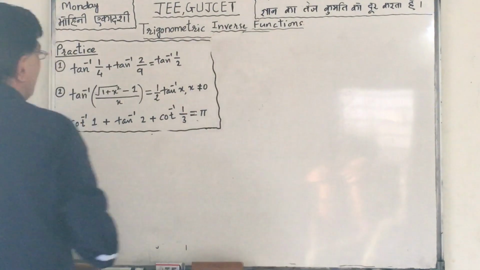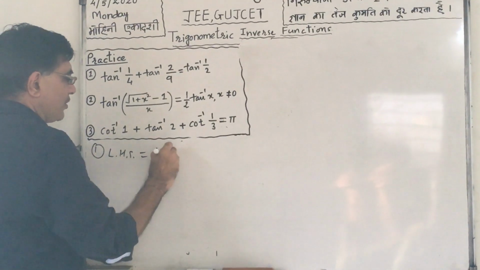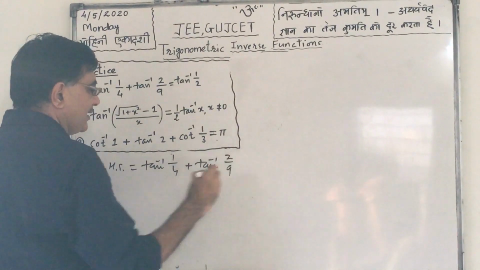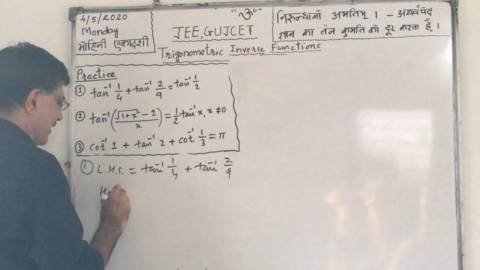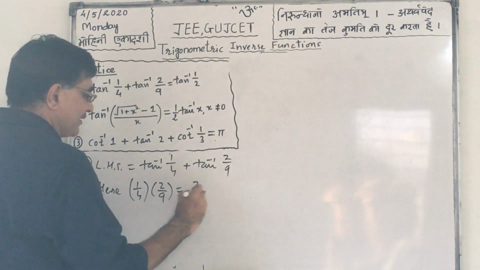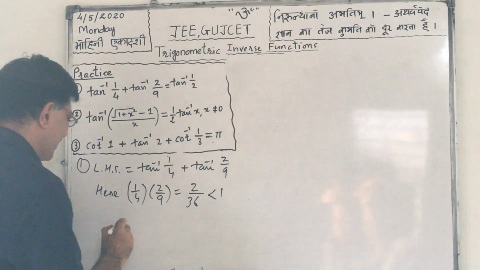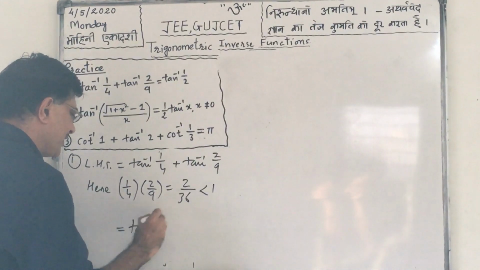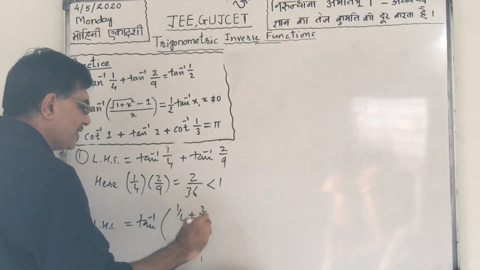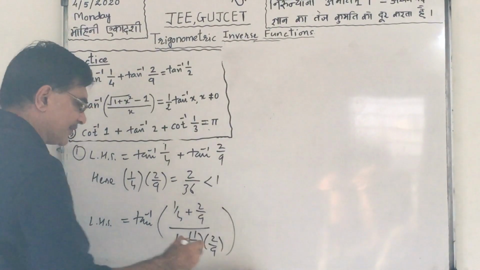The first one: the left hand side is tan inverse of 1 by 4 plus tan inverse of 2 by 9. Here x into y, that is 1 by 4 into 2 by 9, is equal to 2 by 36, which is less than 1. So the first formula will be used, tan inverse of (x plus y) upon (1 minus xy), because xy is less than 1.